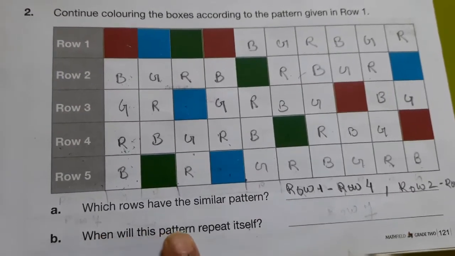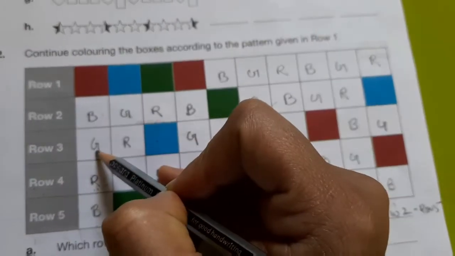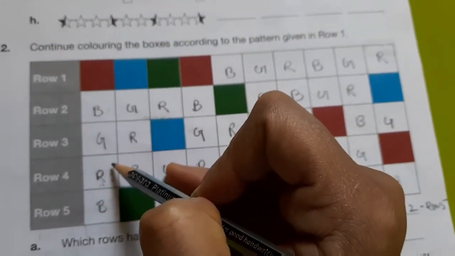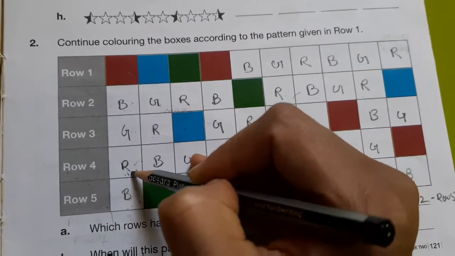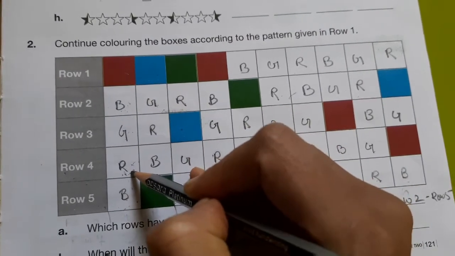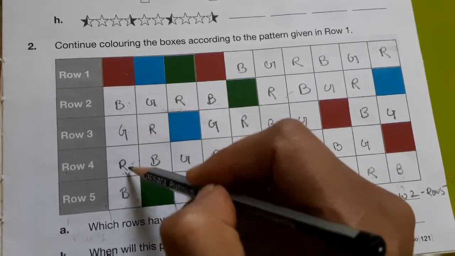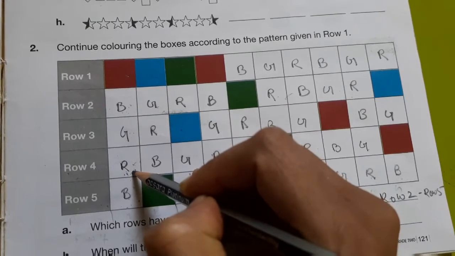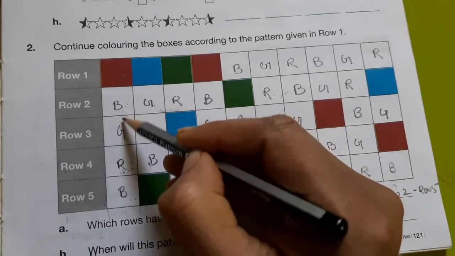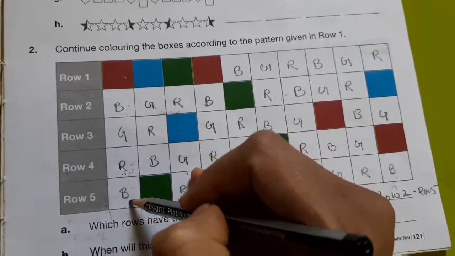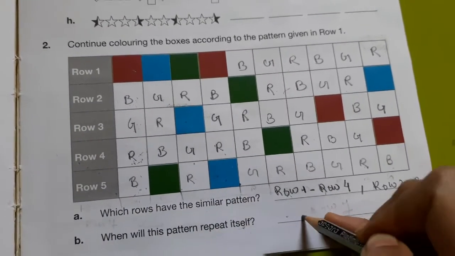Now here, when will this pattern repeat itself? Here the pattern is repeating itself after every third row. Here we can see red, then it is repeating here in row 4. Here also red. Then first, second, third: after the third row it is repeating itself. Again this blue and this blue is repeating itself, 1, 2, 3, after the third row. When will this pattern repeat itself? You can write here: after each third row.